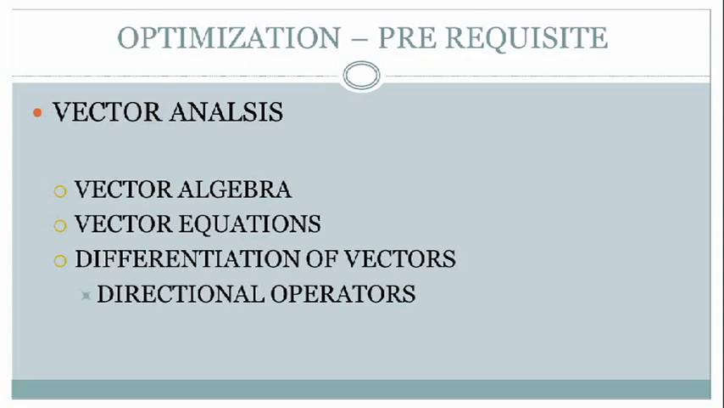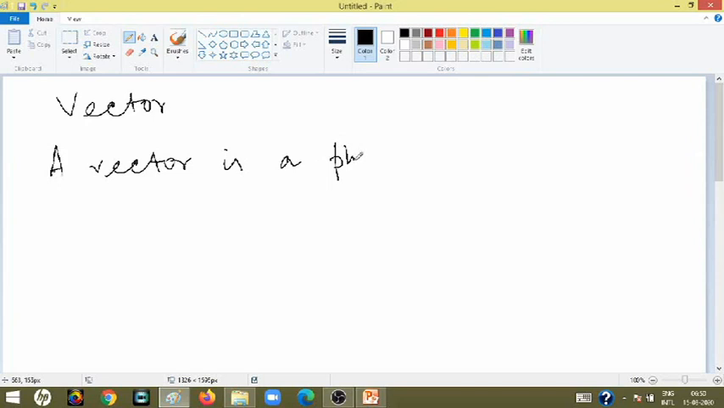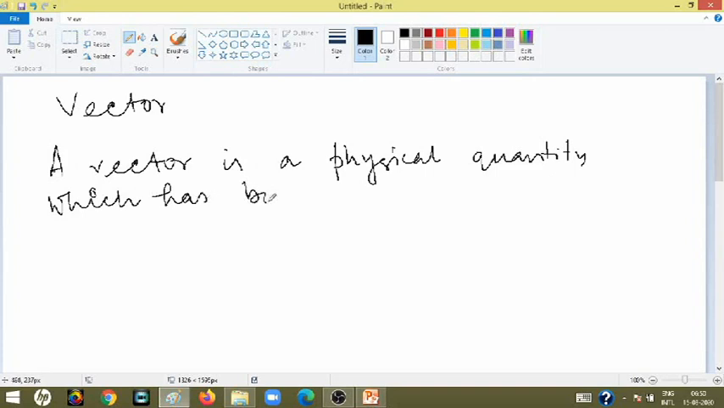Now let us see what is a vector. A vector is a physical quantity which has both magnitude and direction as well.